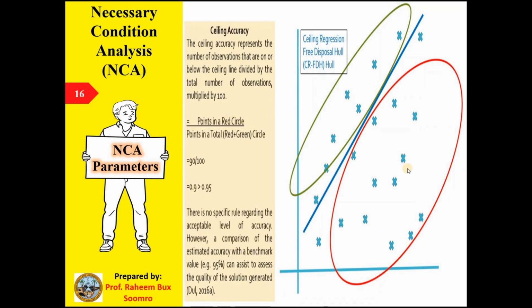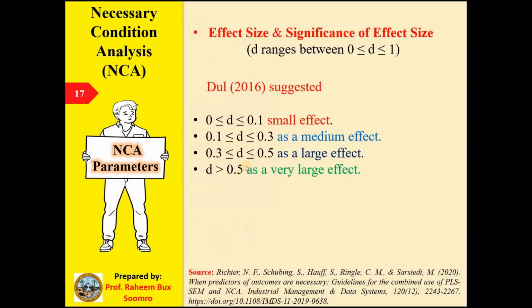Now first, the points in the red circle, the red circles you have to put over this line, and then divide this by the combination of all these data points, the data points which are in the red and the green. So you have to collect and add all these and divide the points which are red circle by the points which are in the red and green collectively. If the value is more than 95%, then the ceiling accuracy has been met.